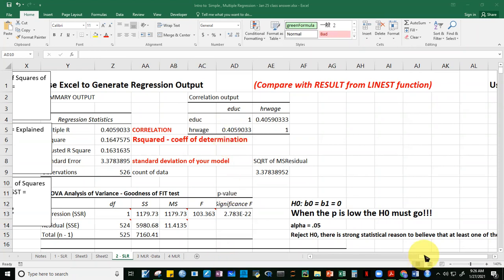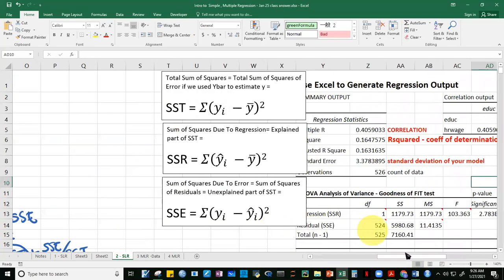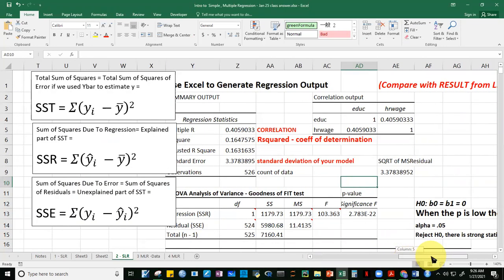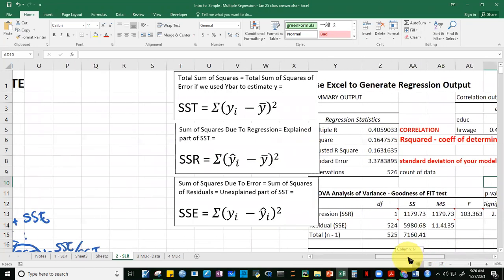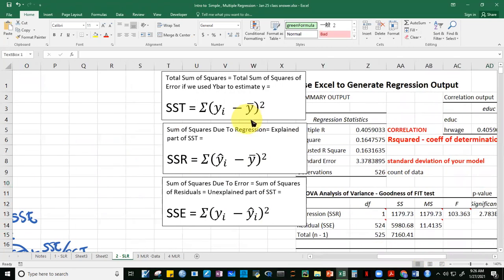We're not saying that the independent variables cause the dependent variable. Sinasabi lang natin, tinitingnan natin yung relationship ng mga variables na to.